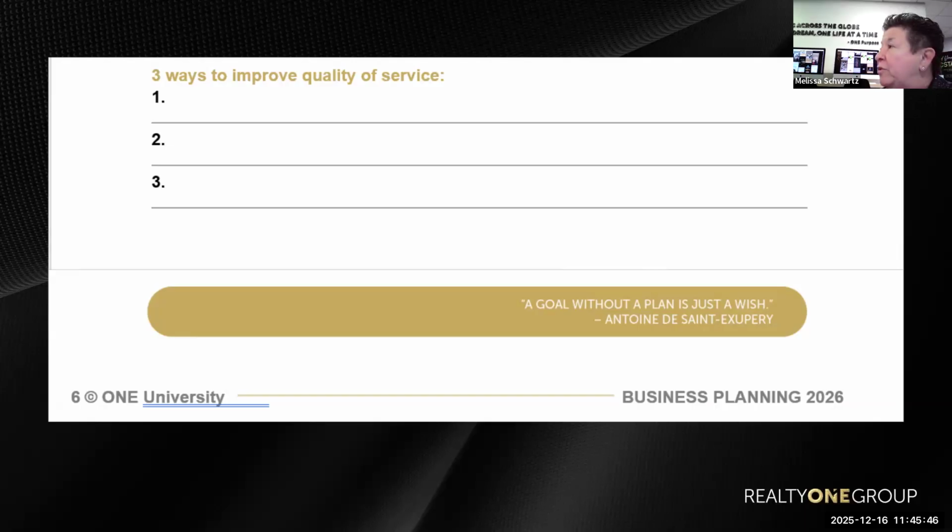One of the top ways to improve your quality of service is to ask your clients how they want you to communicate with them. And if you love talking on the phone, that's great. But make sure that if that's not the way they need you to communicate with them, you are reaching out to them the ways they want you to reach out to them.